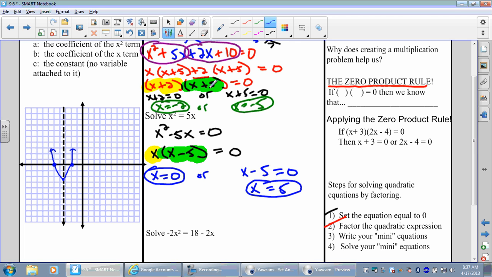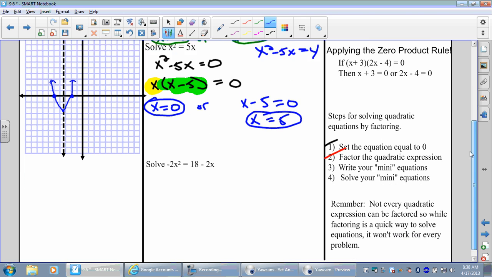Now, let me try and tie some of this together. What if I graphed this? Right, x squared, same as this, minus 5x equals y. Where would the zeros be? That's right. They would be at 5 and they would be at 0. All right. So again, graphing is another way to solve this. All right. I want to connect these two ideas because we just spent a unit graphing.